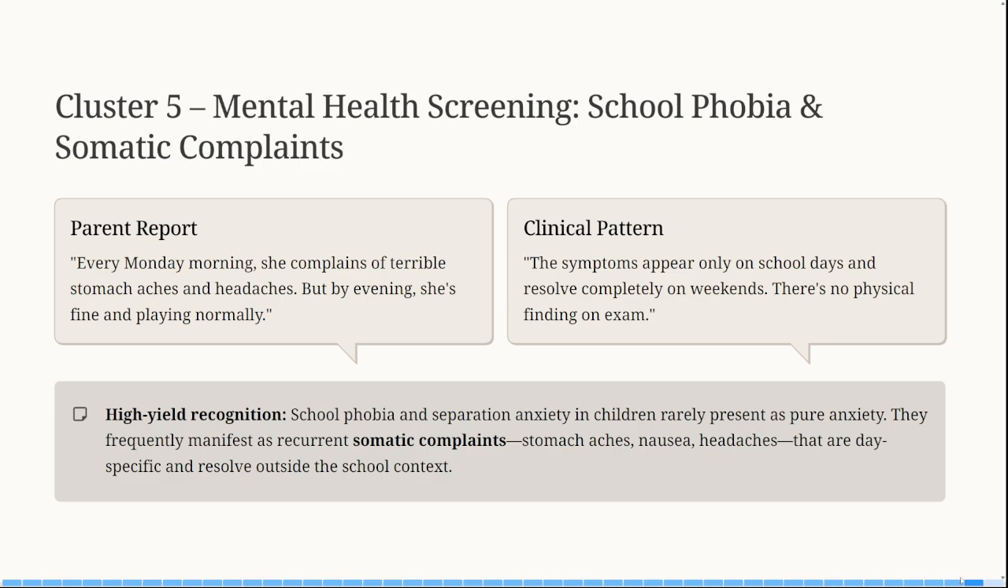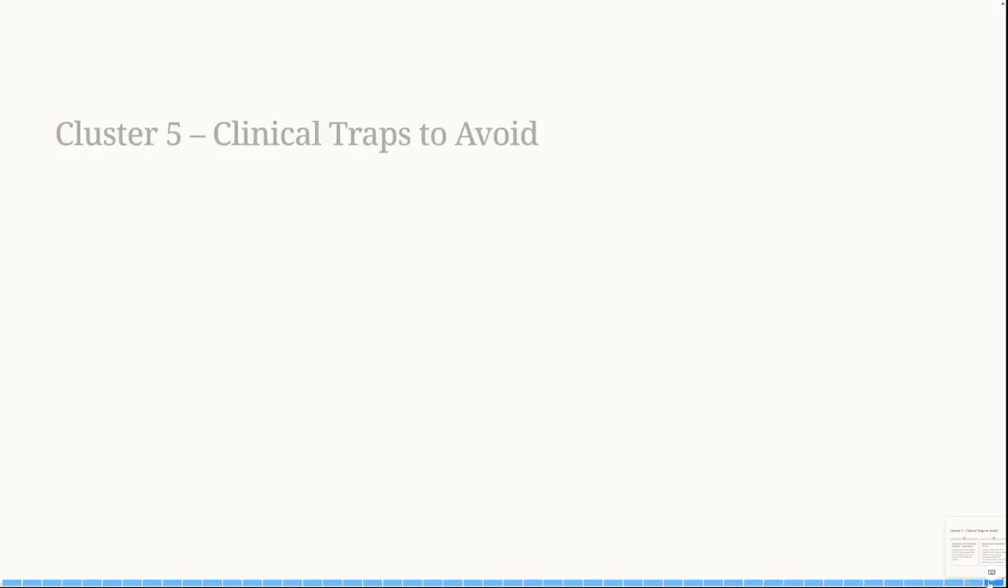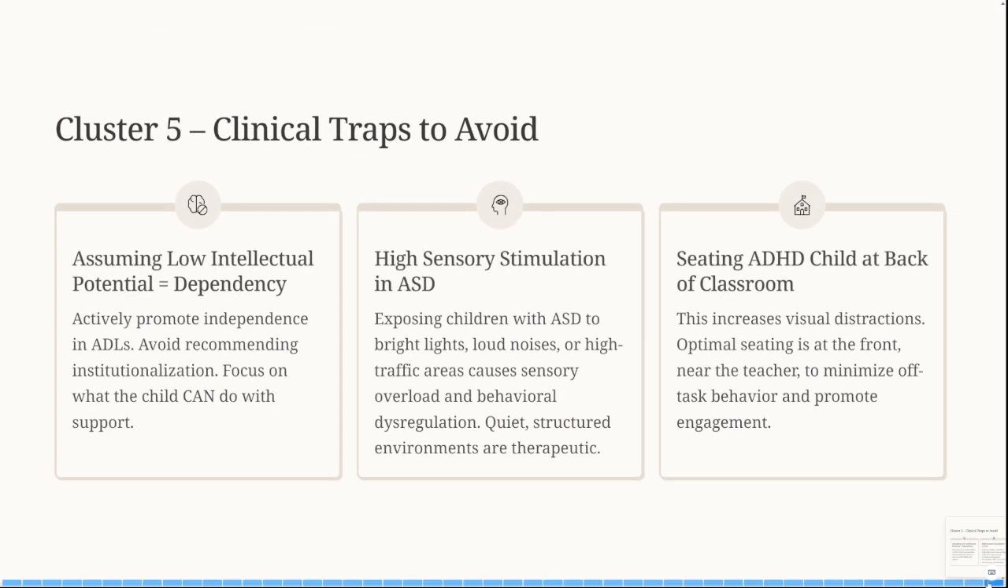Okay, let's do a final cluster quick recap. The mechanism involves a genetic error like in Downs or Fragile X, teratogen exposure like in FAS, or neurodevelopmental pathway differences like in ASD and ADHD. Hallmarks are hypotonia and a palmar crease in Down syndrome, arm flapping and ritualism in ASD, or impulsivity and inattention in ADHD. Red flags include a failure to make eye contact or resisting touch in ASD, or those school day somatic complaints pointing to a phobia.